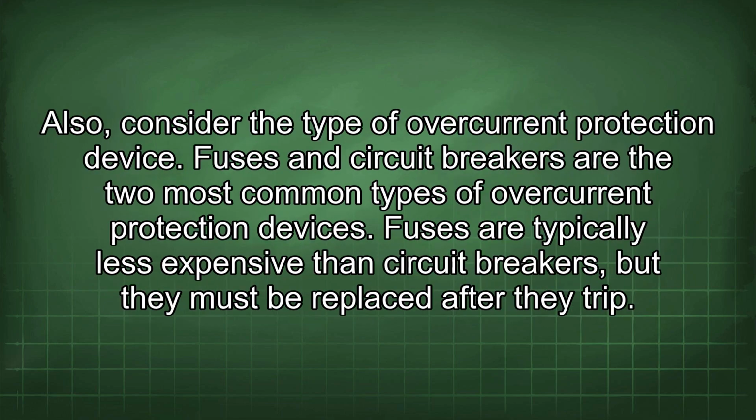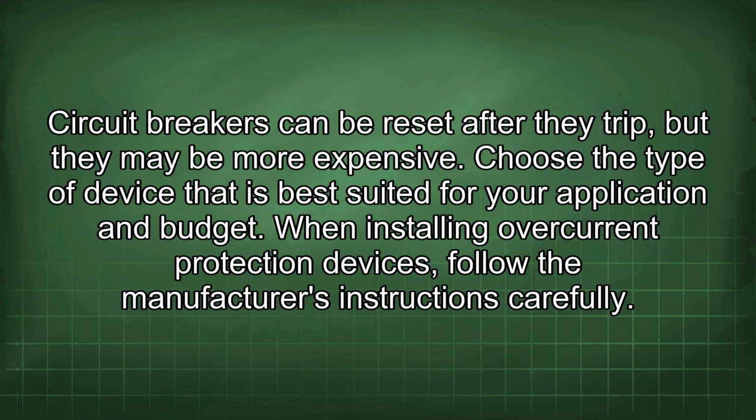Also, consider the type of overcurrent protection device. Fuses and circuit breakers are the two most common types of overcurrent protection devices. Fuses are typically less expensive than circuit breakers, but they must be replaced after they trip. Circuit breakers can be reset after they trip, but they may be more expensive. Choose the type of device that is best suited for your application and budget.